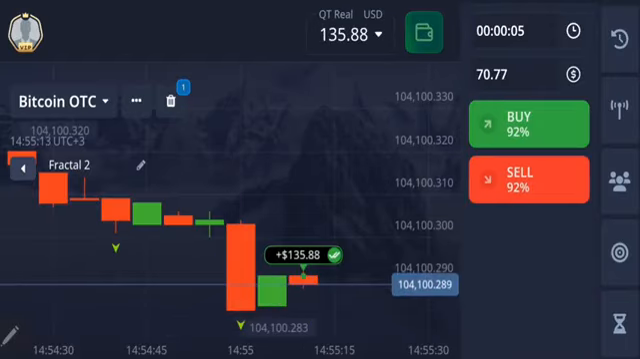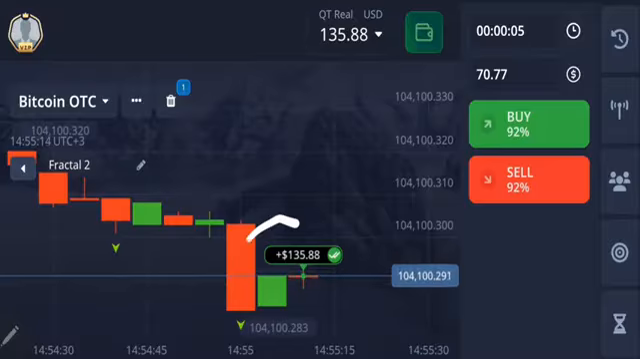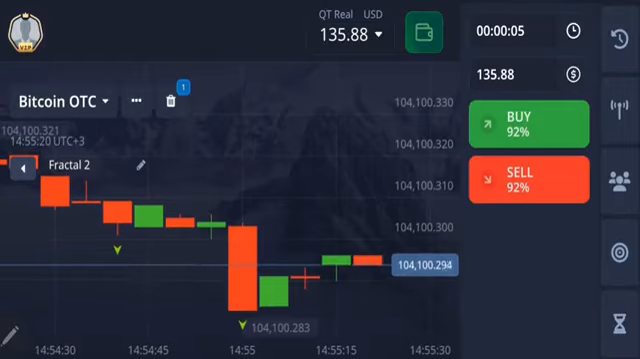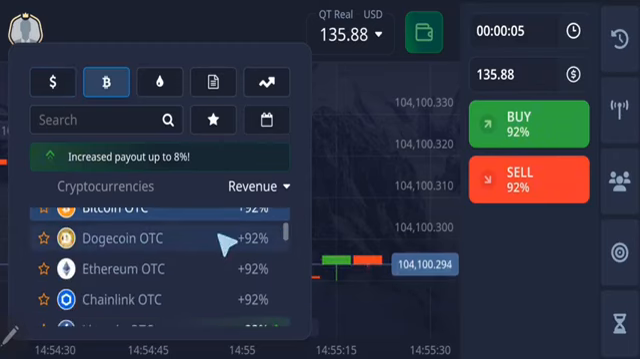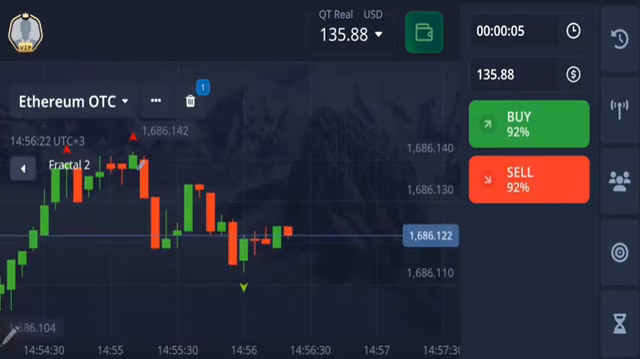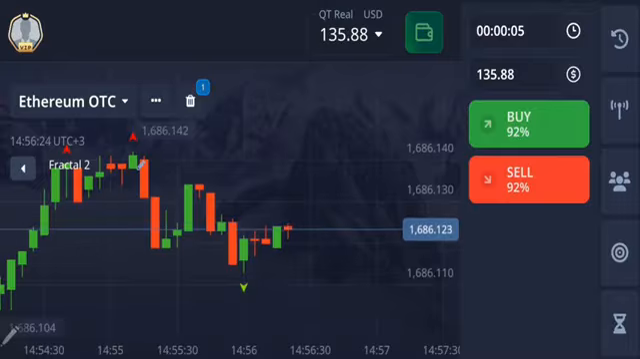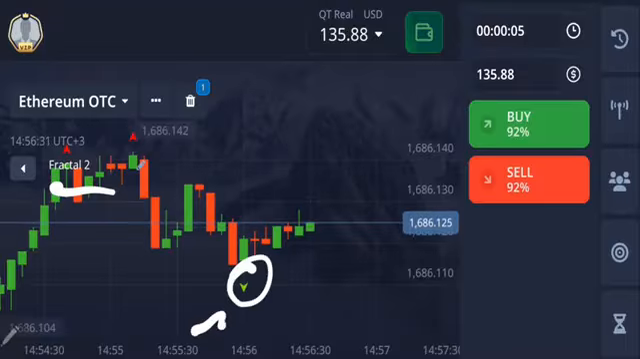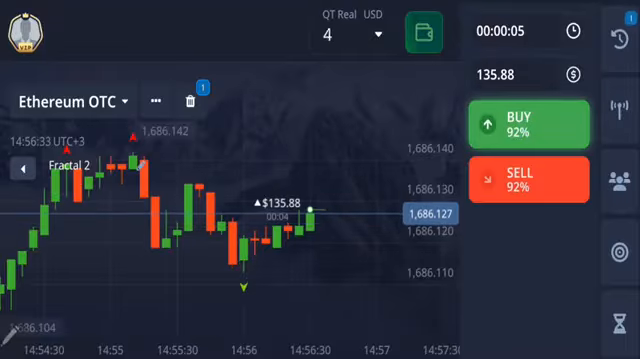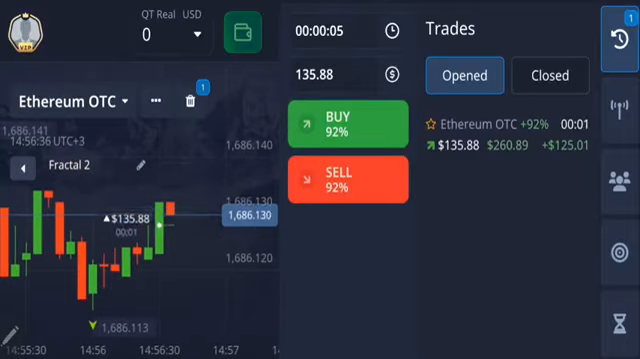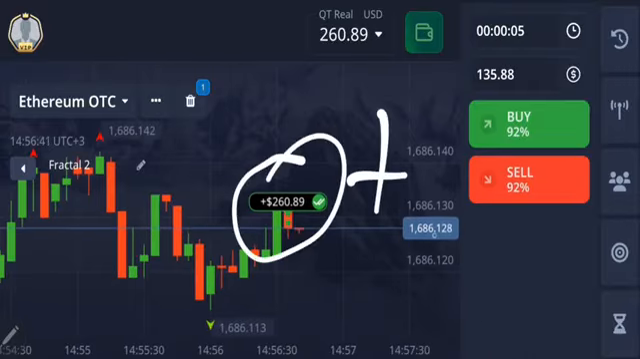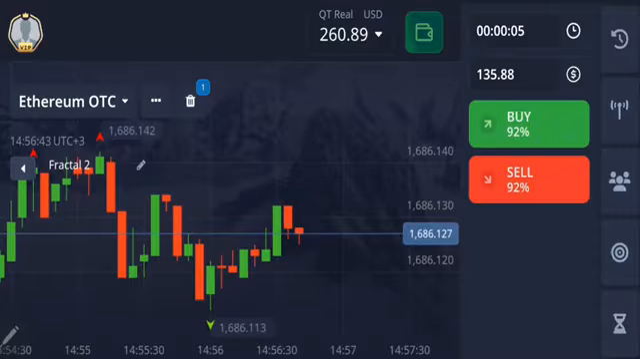Next, it's gonna be a $135.88 trade, but I'll try another cryptocurrency. Okay, so Ethereum OTC. Let's go with this one. Basically, this is the second most popular crypto. I think you definitely heard of that. And yeah, speaking of fractal, the green arrow just emerged, so I'm buying a $135 call option. The profit is going to be $125. The trade ends up with a profit. That's another big success, so I hope you understand how the strategy works.